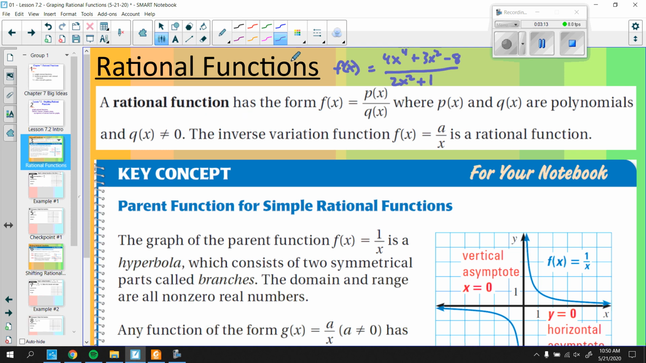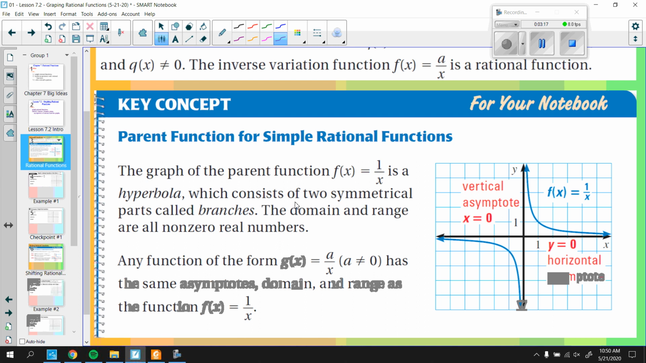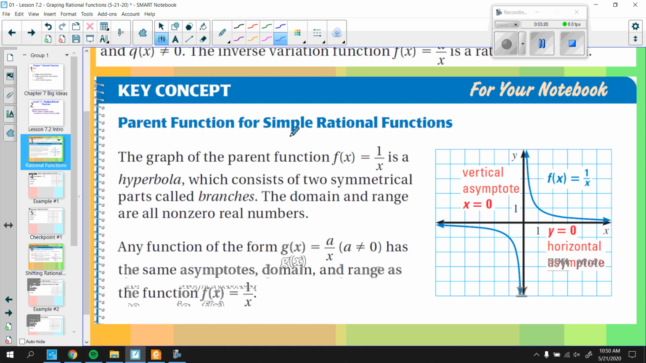We'll start with simple rational functions, simple not in the sense that they're easy, but there's just less going on. If we look at the parent function here, this is a new graph for us. We've done parabolas, square roots, cube roots, cubic functions, and all sorts of stuff. This is a different shape. It's called a hyperbola. I would guess maybe a few of us had heard of that.